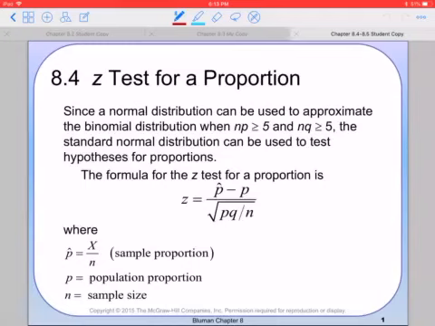Alright, so in the last video we talked about the t-test. And if you remember going through chapter 6, we talked about the t-test and then we moved on to the z-test for proportions. We're going to have a very similar formula like we did last time, where p hat is our sample proportion, so the x over n. P is the population proportion, and n is our sample size.